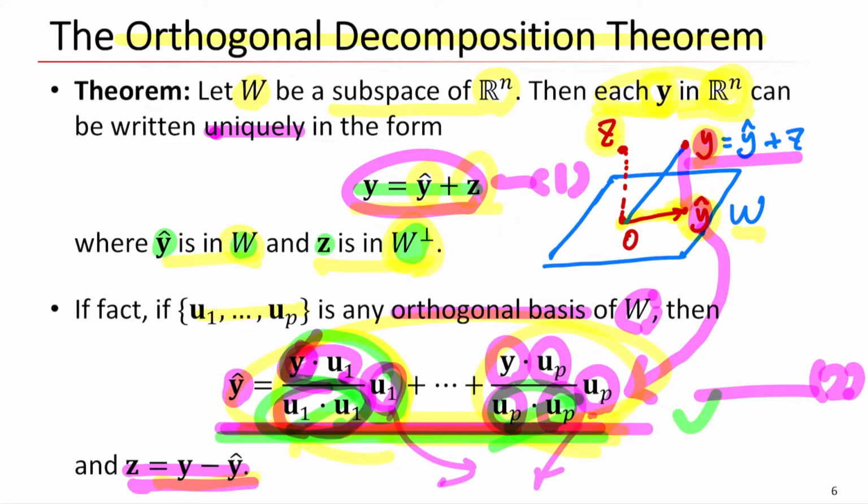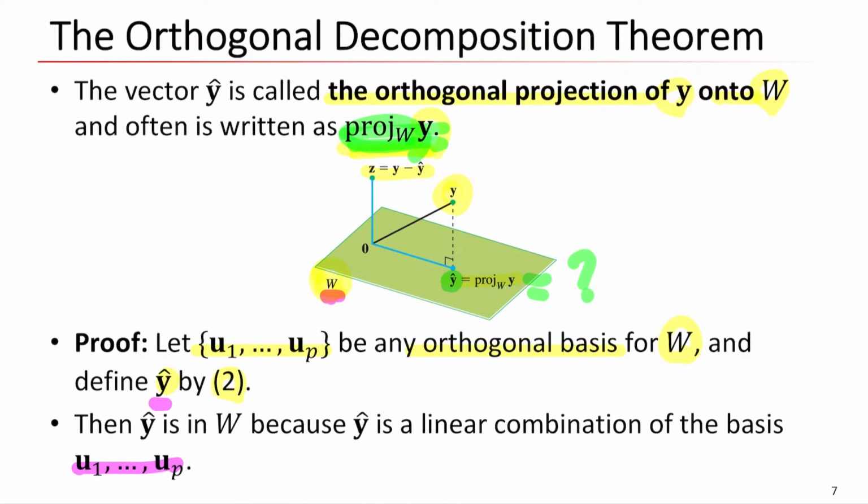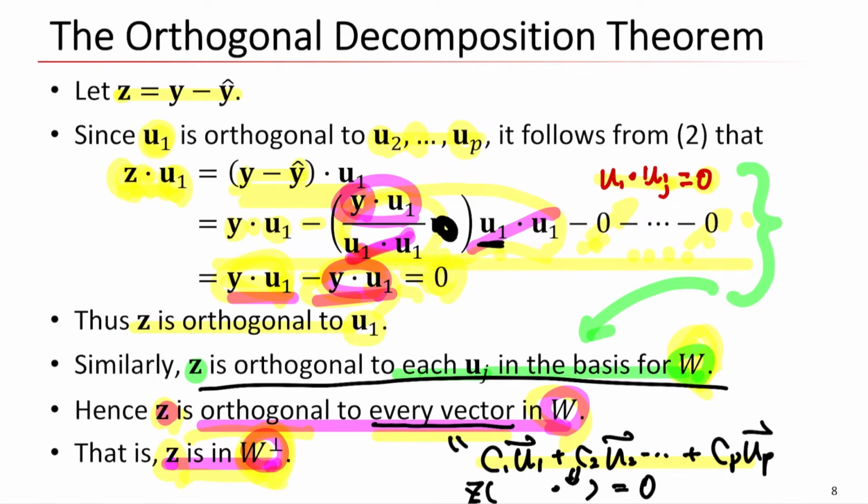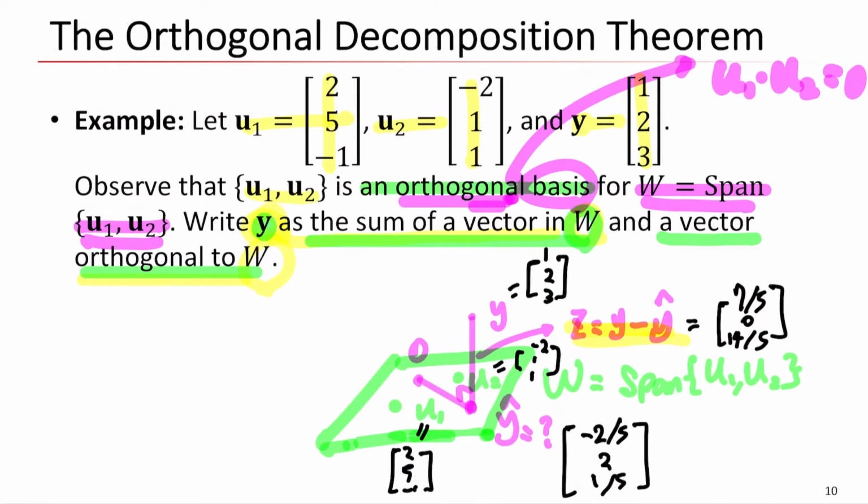Then we can represent y hat, the orthogonal projection of y onto W, using the orthogonal basis u1 through up with y. If we find y hat, we can easily find z, because z is equal to y minus y hat. So this is the orthogonal decomposition theorem, and we proved this theorem here.